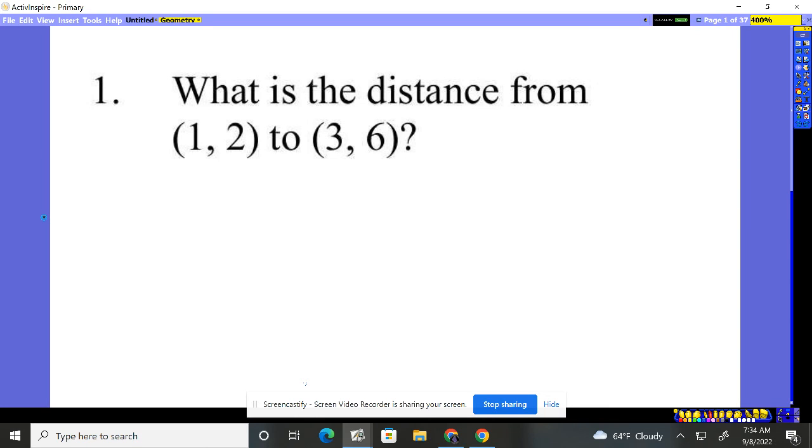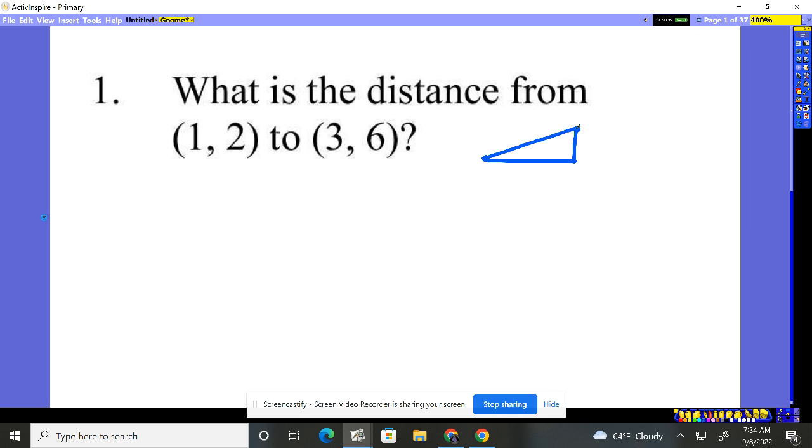Right, problem 1. What is the distance from (1, 2) to (3, 6)? So we're trying to just simply find how far apart they are. Remember, that's basically the Pythagorean theorem. We're going to find this length, the horizontal length, and the vertical length.